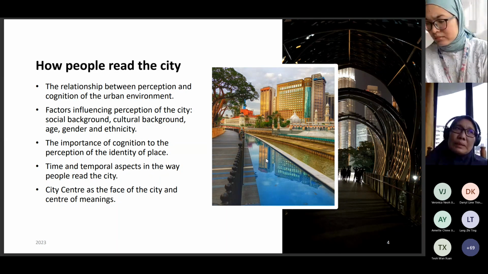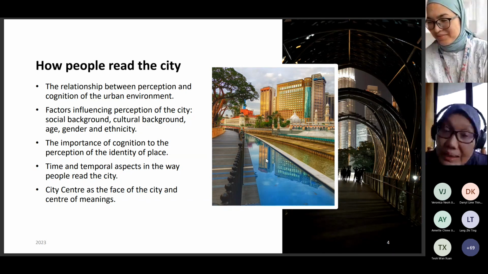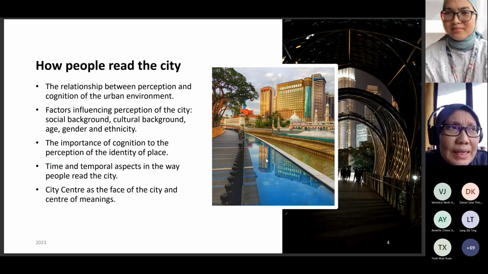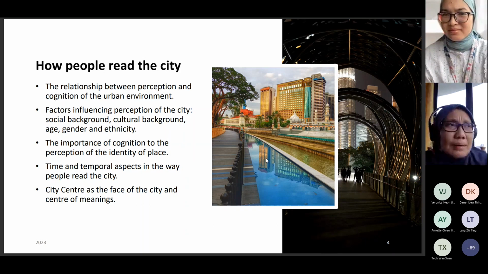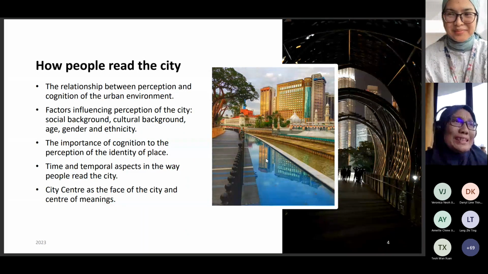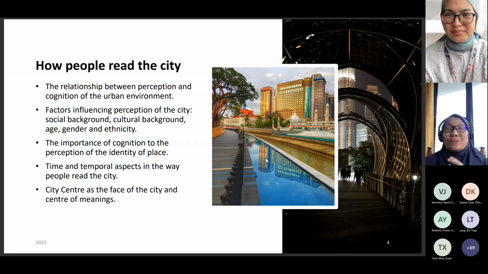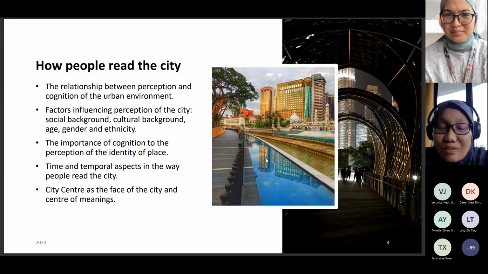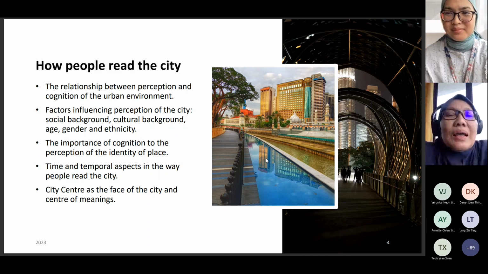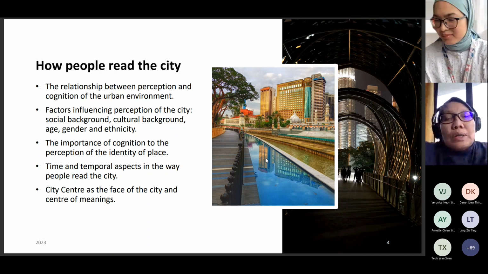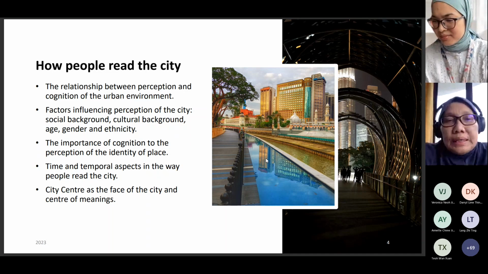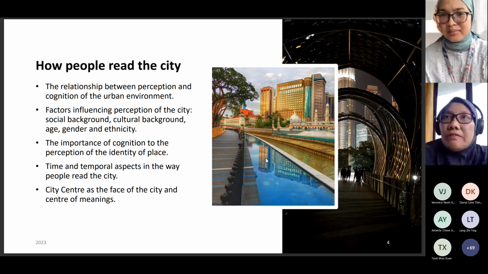Because otherwise we will be trapped in this syndrome called syok sendiri. It's a Malay term; syok sendiri means a self-appraising society, where you just think you've done a good thing, but actually you are destroying people's quality of life through your works. So in order to understand how people read the city, we have to understand the relationship between perception and cognition of the urban environment.